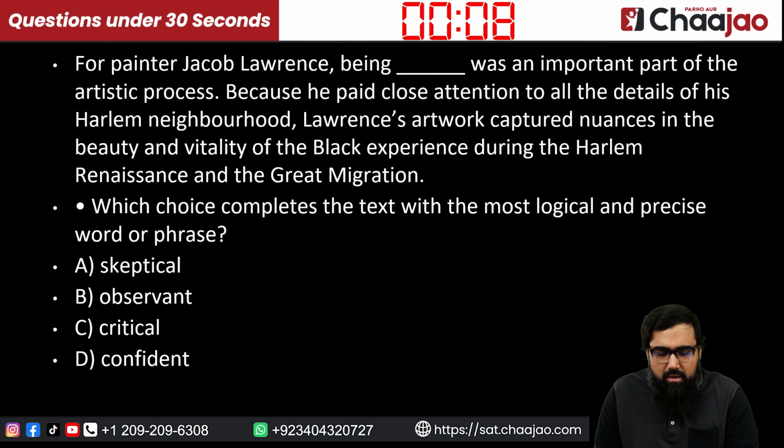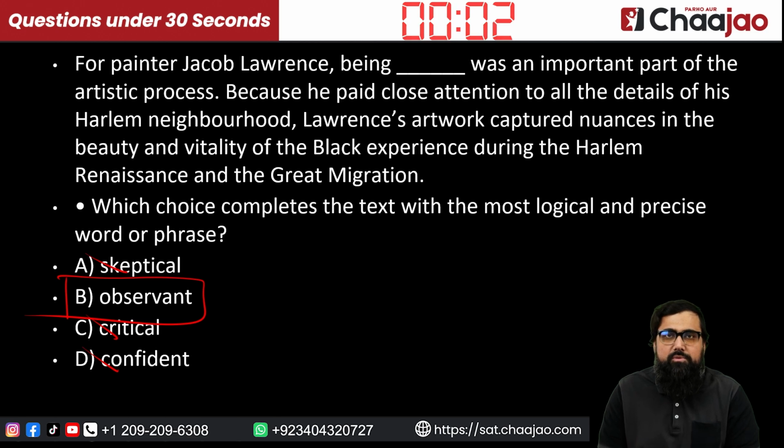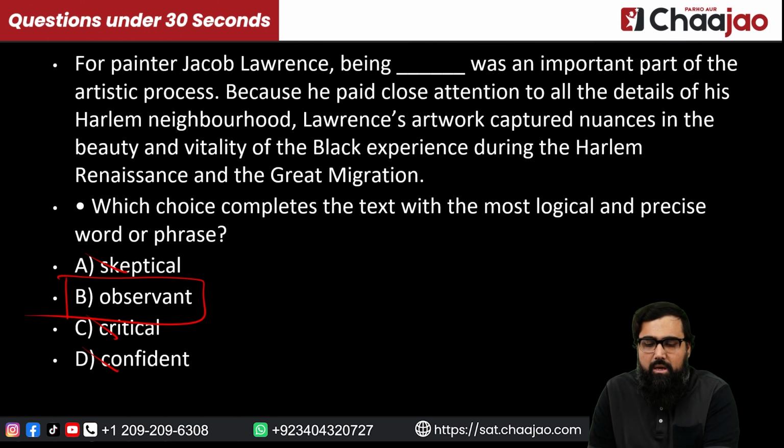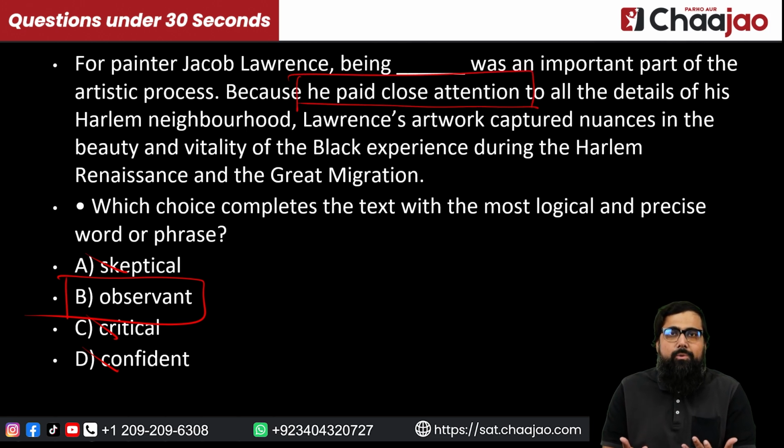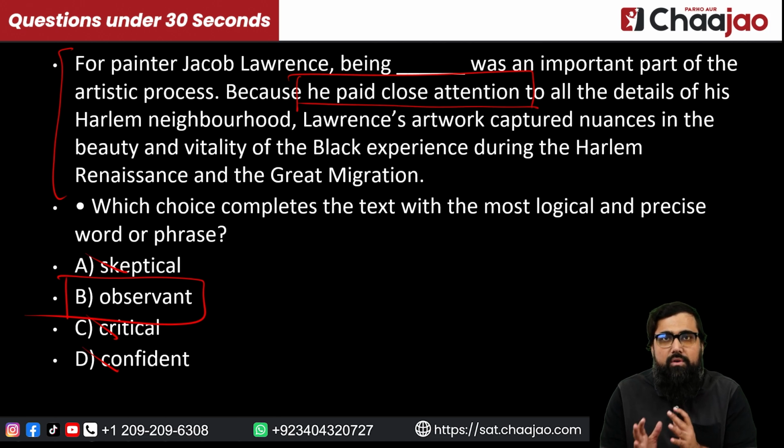So because he gave close attention, he cannot be skeptical, he cannot be critical, confident, he has to be what? He has to be observant. So observant over here will be the right answer. So as you saw, we can solve these questions under 30 seconds. You just have to see what's going on, because you have enough information in the question that can take you to the answer. So 30 seconds is more than enough for solving even this relatively lengthy vocab question. So if you have these vocab questions, you can solve them easily in 30 seconds, right?